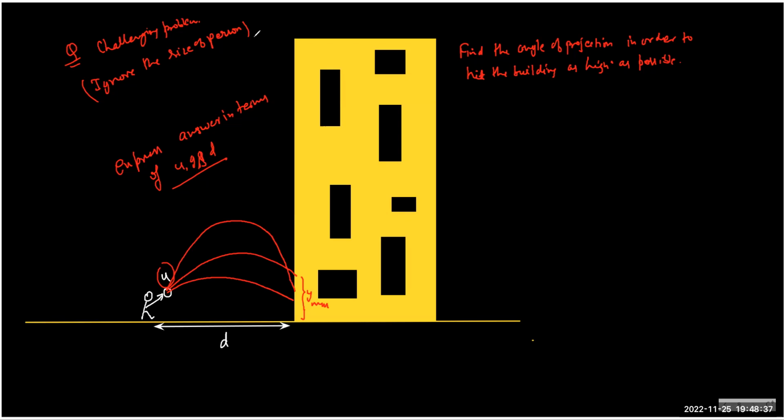Look at this, everyone. The distance of the building is given to you. So no matter how you throw or where you throw, the horizontal displacement of the projectile will remain d1, isn't it? So we can use the equation of trajectory directly.